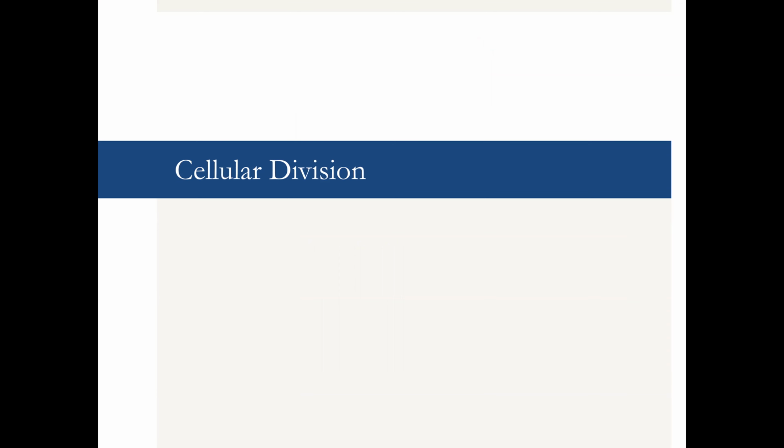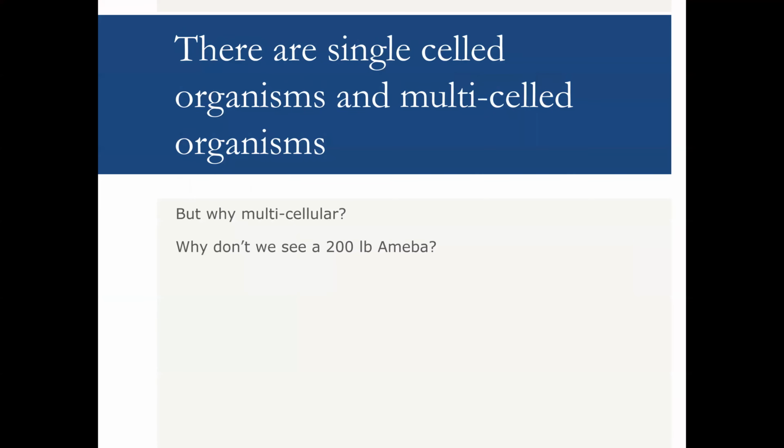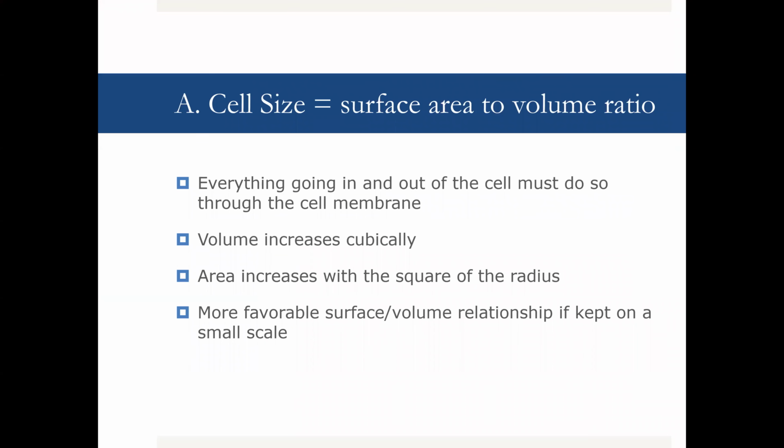There again, this makes the assumptions that you know a little bit of information, okay? There are single cell organisms and there are multi-cell organisms. And why don't we just have a single cell us? It has to do with the relationship of surface area to volume. As we increase the volume, the surface area doesn't increase proportionally.